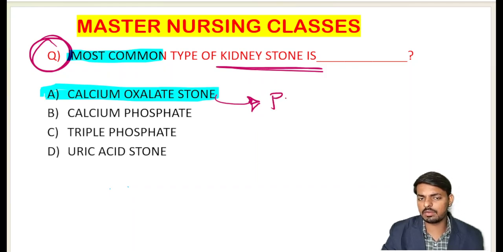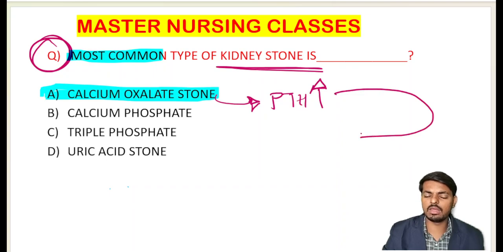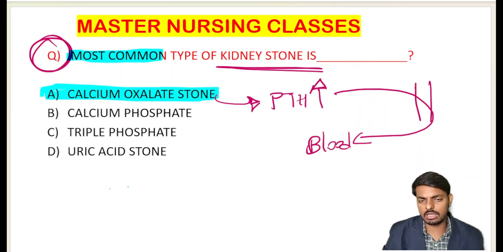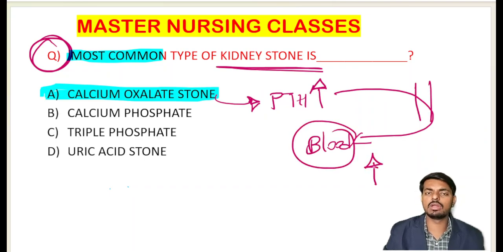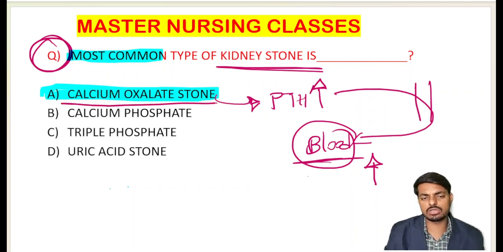If the patient is suffering from hyperparathyroidism, where the parathyroid hormone is increasing, which brings the calcium from the bone to the blood, there is hypercalcemia in the blood. Due to the hypercalcemia, the calcium accumulates in the kidney, where there is supersaturation between the kidney chemicals and the urine, the calcium and the oxalate, leading to the formation of the calcium oxalate stone. So we call this the most common type of kidney stone.